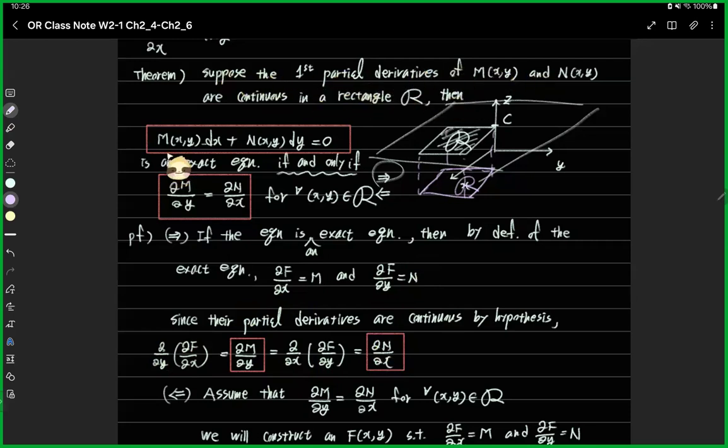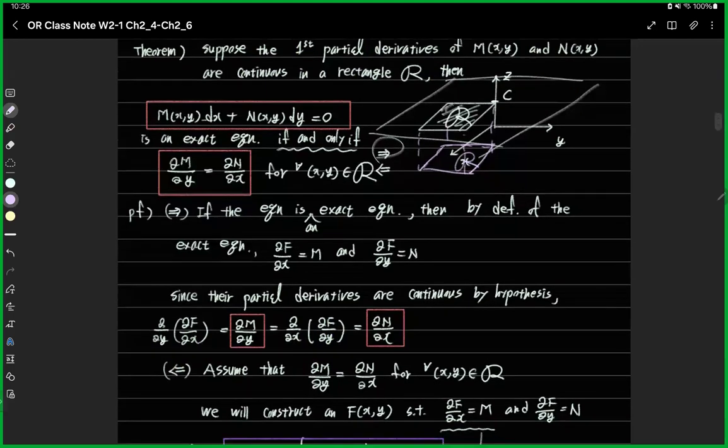So we assume, this is the big assumption, the hypothesis, and then we assume that this is exact. So by the definition of exact, this must be M, this must be N. And because of that assumption, the partial derivative of M with respect to y must be equal to the partial derivative of N with respect to x. They must be identical.